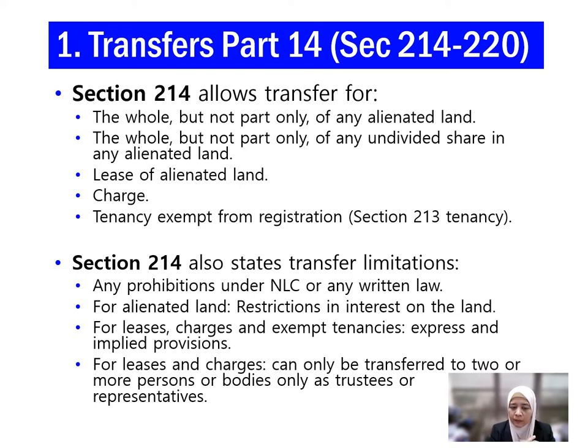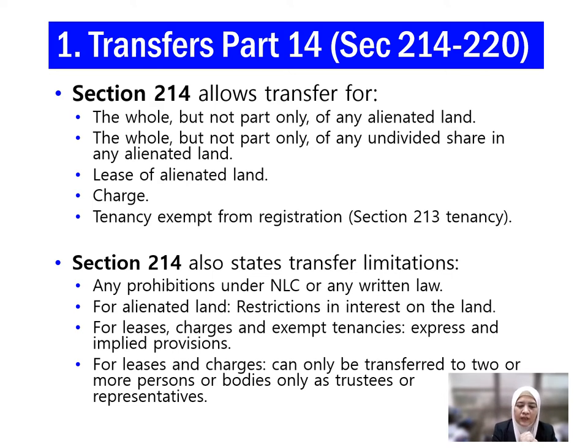Okay. So tenancy exempt from registration is a shorter term rental, which is less than 3 years. Any rental arrangement which is less than 3 years can fall under tenancy exempt from registration, or what we call section 213 tenancy. This tenancy is quite special because it's not mandatory to be registered, but it can be protected under the National Land Code because it's very specific, section 213 tenancy. This will be very useful, especially in the case of land acquisition, because section 213 tenancy is recognized by the National Land Code, even though it's not registered.